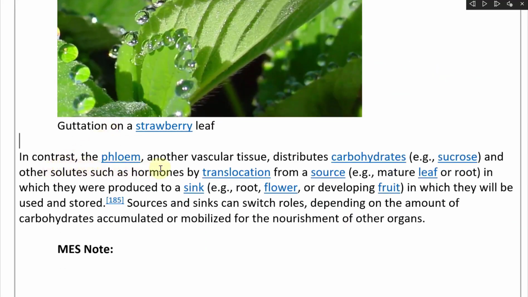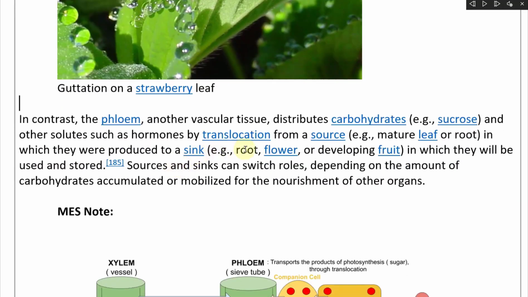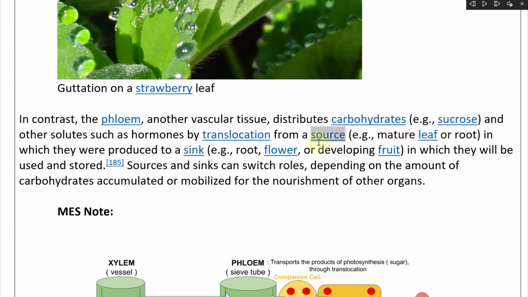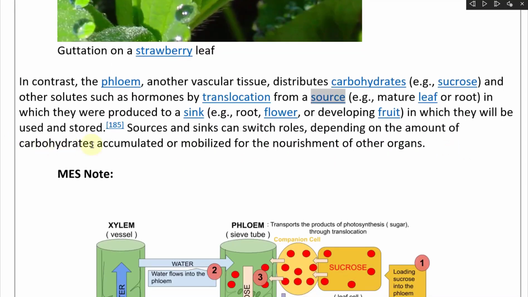In contrast, the phloem, another vascular tissue, distributes carbohydrates, e.g. sugar, and other solutes such as hormones by translocation from a source, e.g. mature leaf or root, in which they were produced, to a sink, e.g. root, flower, or developing fruit. Basically it transfers from a source where it's getting it from, such as a mature leaf or root, and moves it over to the sink, in which they will be used and stored.